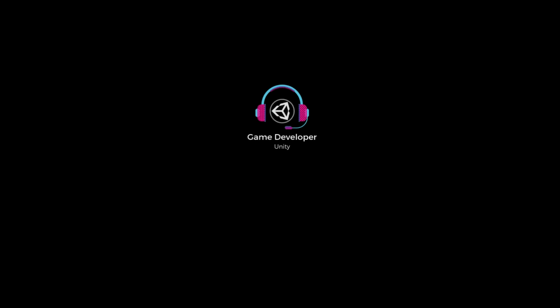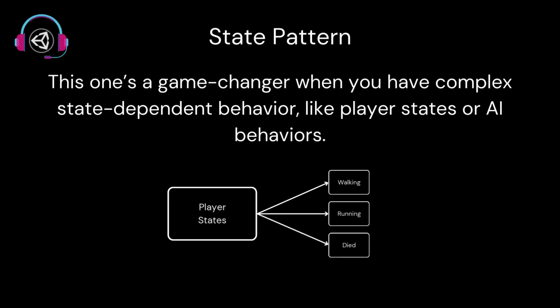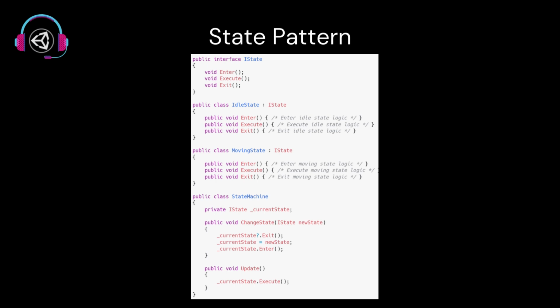Last but not least, let's talk about the state pattern. This one's a game changer when you have complex state-dependent behavior, like player states or AI behaviors. In this example, we have the iState interface, which defines three key methods: enter, execute, and exit. These methods represent the life cycle of a state. Each state will implement this interface to handle its specific logic.